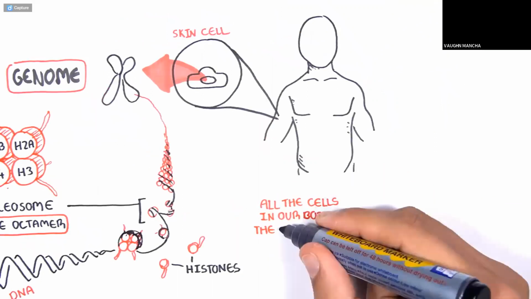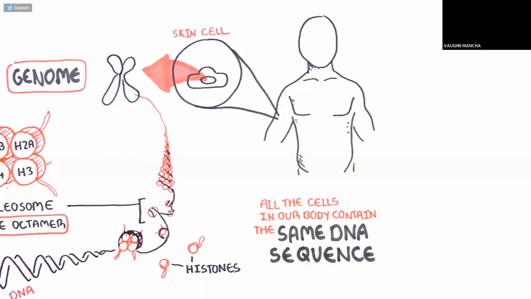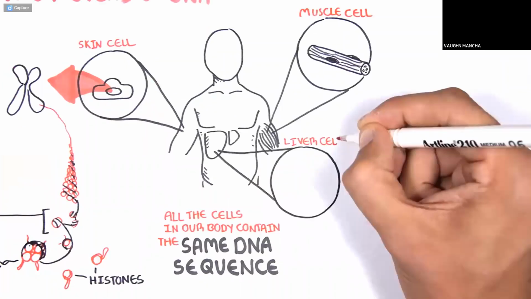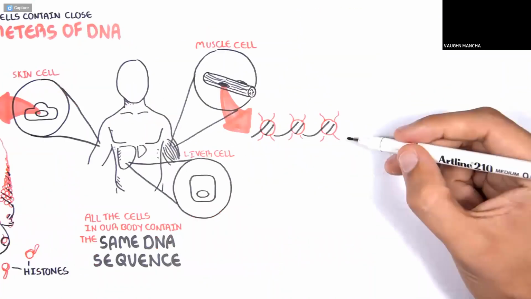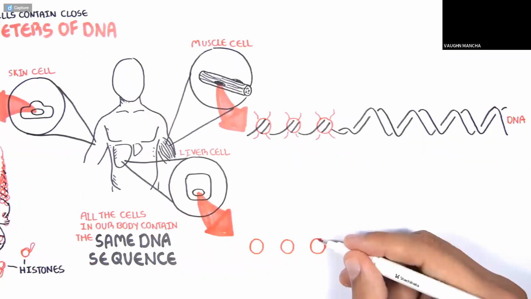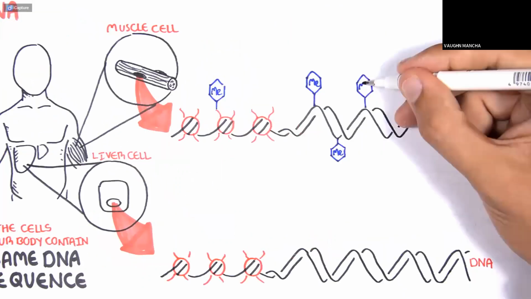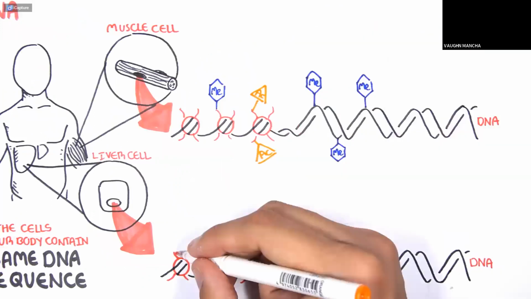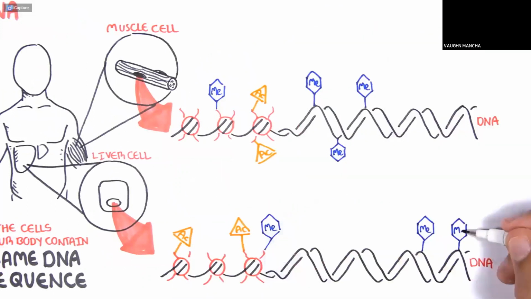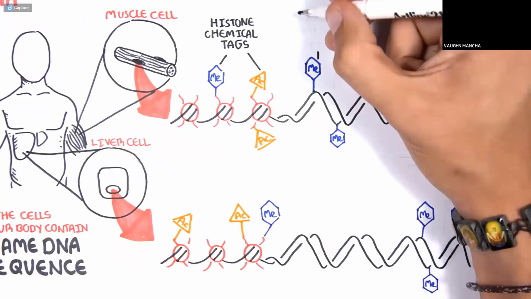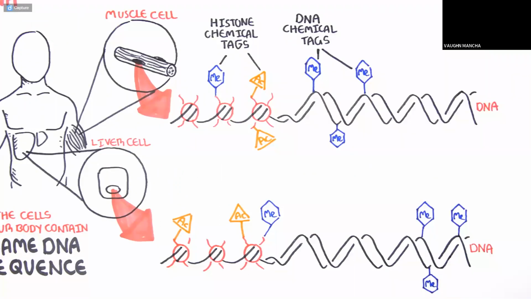All the cells in our body contain the same DNA sequence. Skin cells, muscle cells, and liver cells contain the same DNA sequence. Yet all these cells have different structures and functions. The reason is that different cells only use or express certain genes. Within each cell, the DNA and also the histones can be tagged by tiny chemicals that modify gene expression. These chemical tags cause some genes to be turned on and some genes turned off.